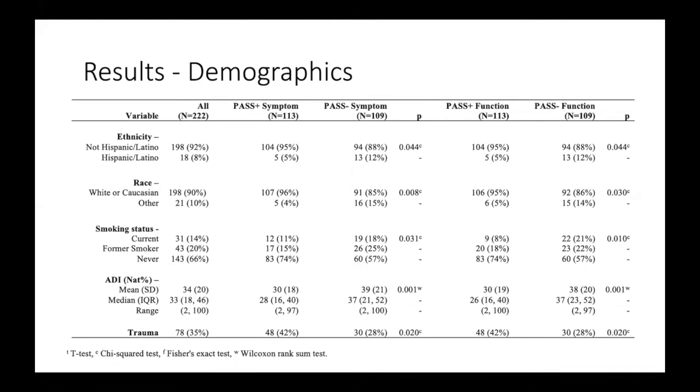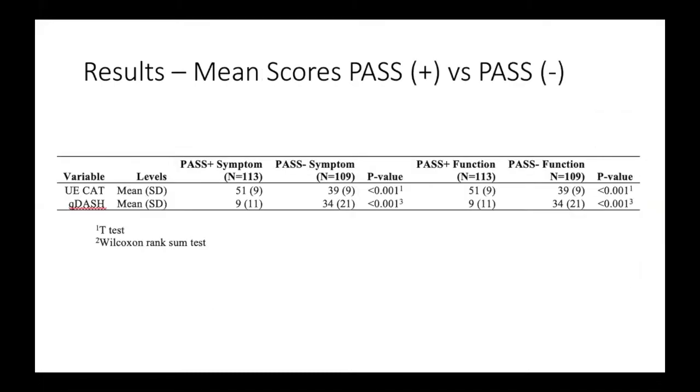In an effort to make an already horribly busy slide less busy, I've included only the demographic categories that demonstrated significant differences between PASS positive and PASS negative groups. Consistent across both the symptom anchor and function anchor, PASS positive patients were significantly more likely to identify as not Hispanic or Latino, to identify as white or Caucasian, to have never smoked, to live in a neighborhood with a lower area deprivation index, and interestingly, to be undergoing surgery following a traumatic injury.